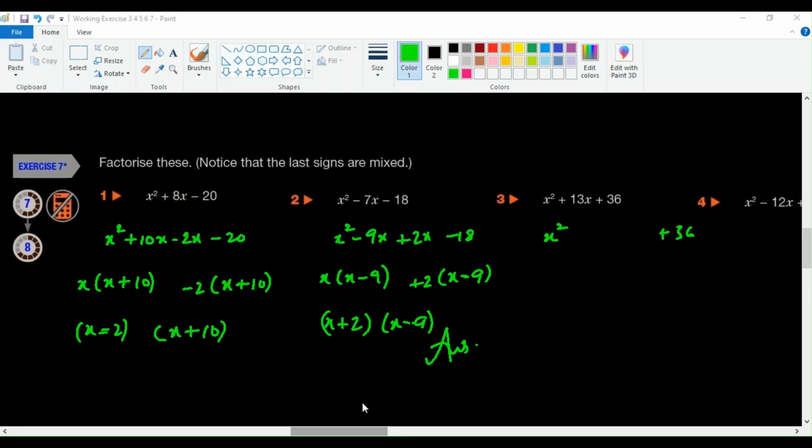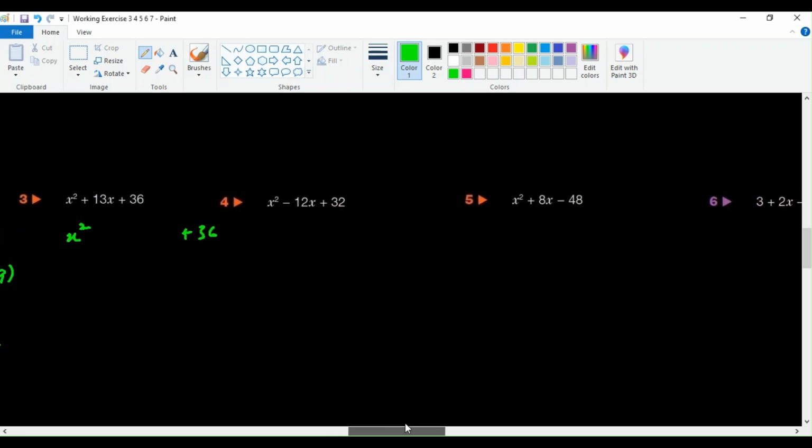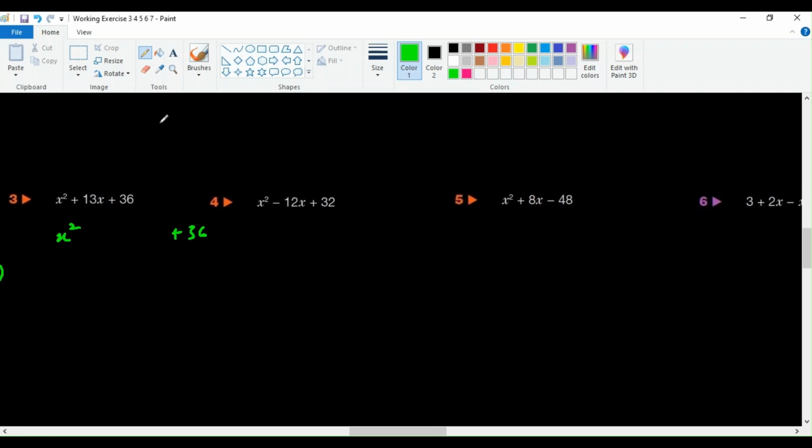Moving on to the next one. It is going to be something like this. And how do we get 36? Let's see. 4 and 9. 4 times 9 is 36, and 9 plus 4 is going to give us 13. So I will write plus 9x plus 4x. So 9 and 4 gives us 13, and x plus 9 is going to be in the first bracket. Copy down x plus 9, and plus 4 comes here. So x plus 4 and x plus 9 comes in one bracket.